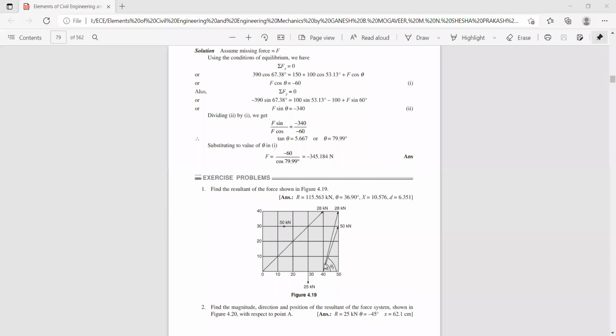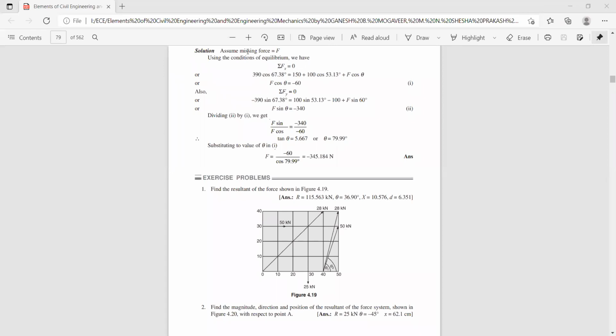Now let us call this angle theta 2. The 50 kilonewton force is making an angle theta 2. The opposite side is 10 plus 10 plus 10, that is 30. 30 divided by 10 is 3. Tan inverse 3 is theta 2. Theta 1 is 45. How much is theta 2? Anyone?